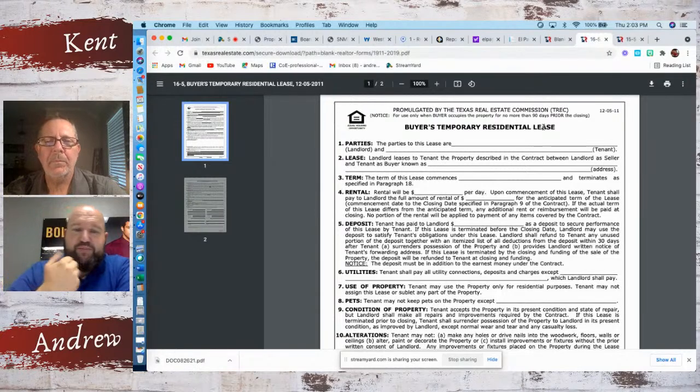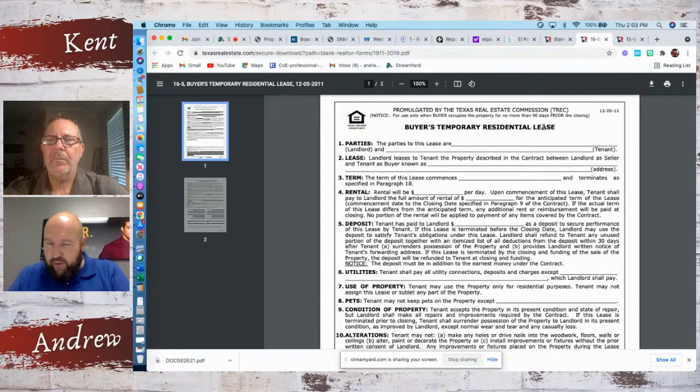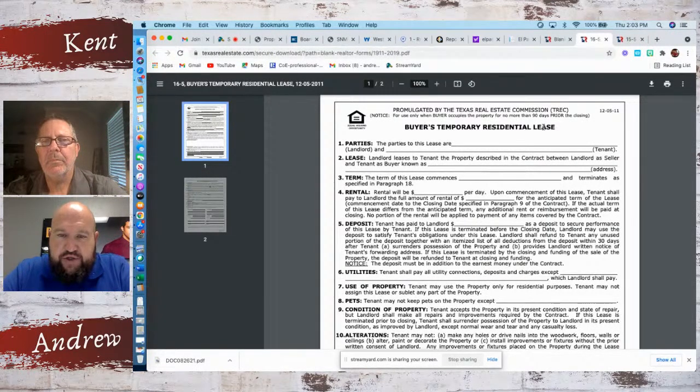Paragraph 18 basically says when the deal closes. Rental will be blank dollars per day. Upon commencement of this lease, tenant shall pay landlord the full amount of rental of blank for the anticipated term of this lease, commencement date to the closing date specified in paragraph 9 of the contract. So if we're going to move in 14 days early, we're going to come up with an amount per day. Normally what you're going to see there is someone's going to take their mortgage payment divided by 30, and that's going to be the daily rental. Now we're going to multiply that by the number of days we're doing, and that money is going to be required to be paid in advance before you get the keys to rent the property.